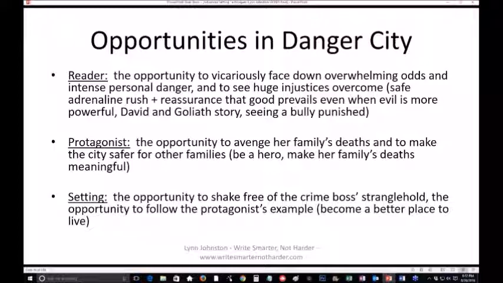And then finally, the setting is going to have an opportunity to shake free of the crime boss's stranglehold. By virtue of the vigilante influencing the setting, there's going to be a chance for other people in this setting to follow the protagonist's example and take control of their own lives and fight back. So that's another intense emotional experience that people in this setting will have that the reader can have vicariously once they've bonded with this setting and the people in it.